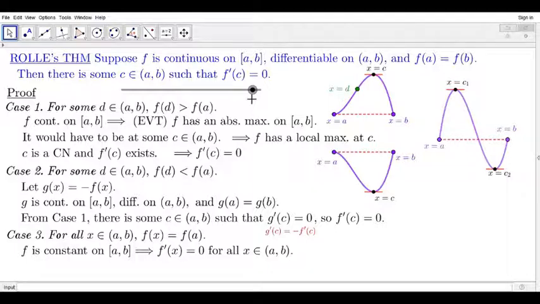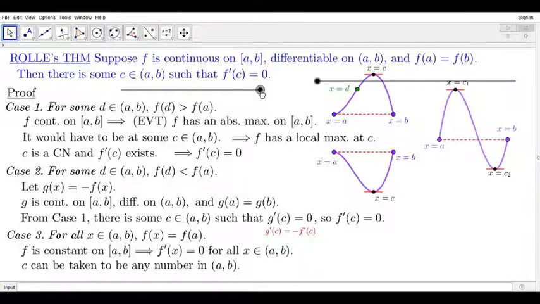All right, what are we trying to show? That it's possible to select a number between a and b where the derivative is 0. But here, the derivative is 0 for any number between a and b. And so therefore, this hypothetical number c, under the third case, can in fact be taken as any number between a and b. All right, so Rolle's theorem is true.